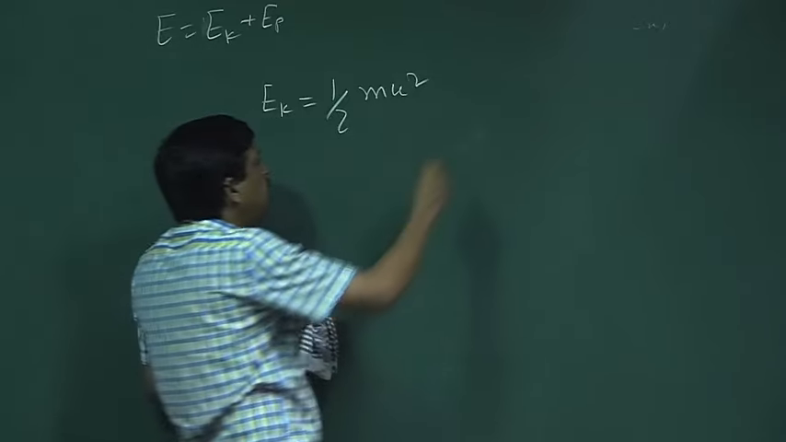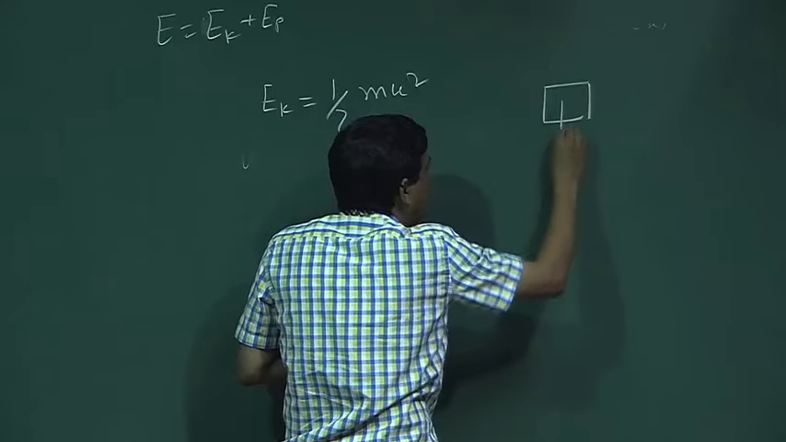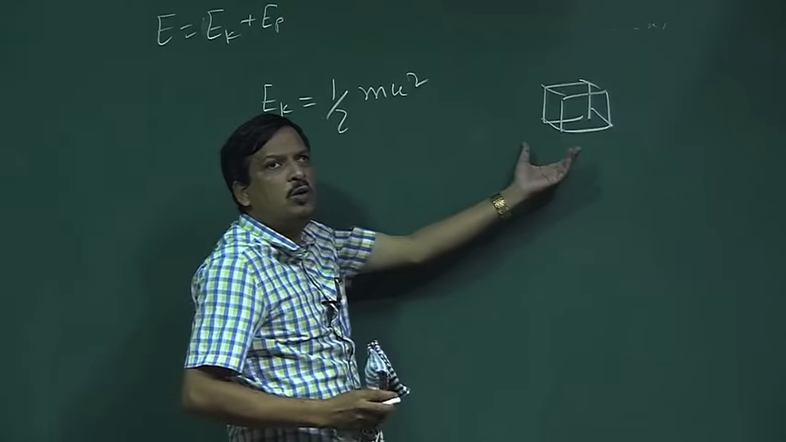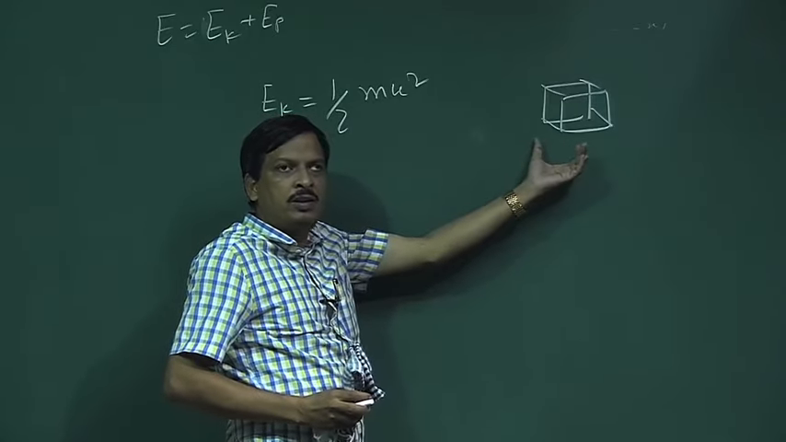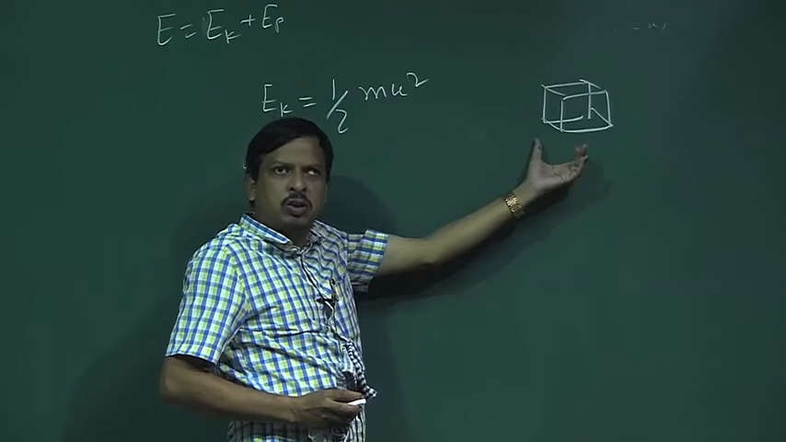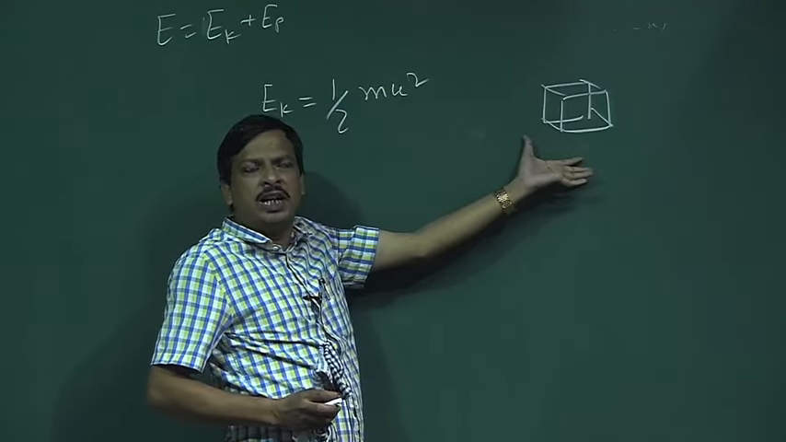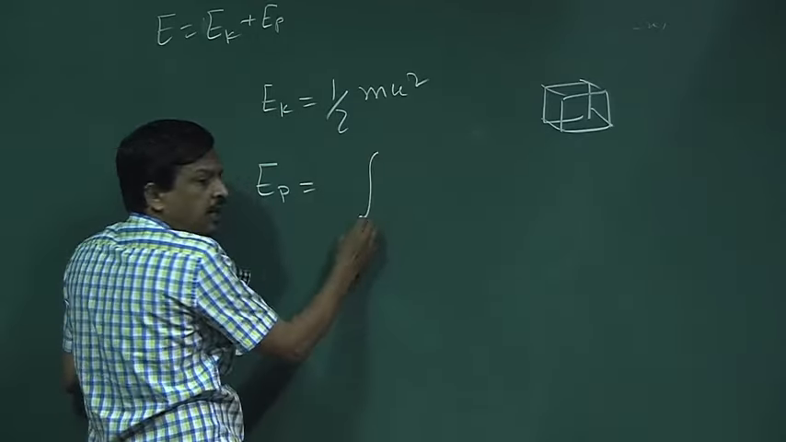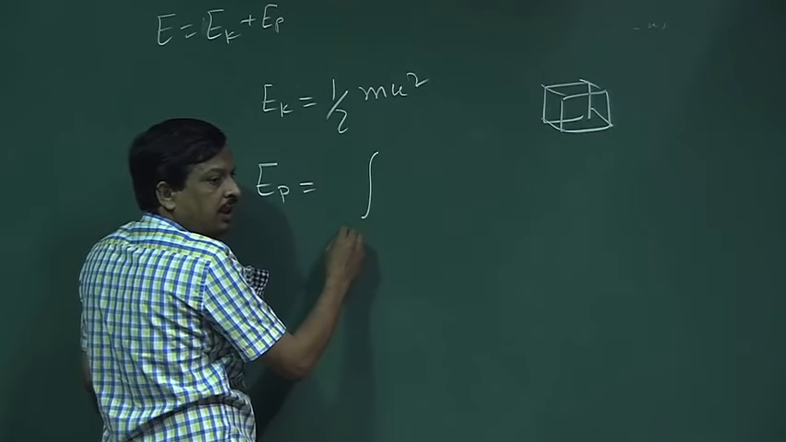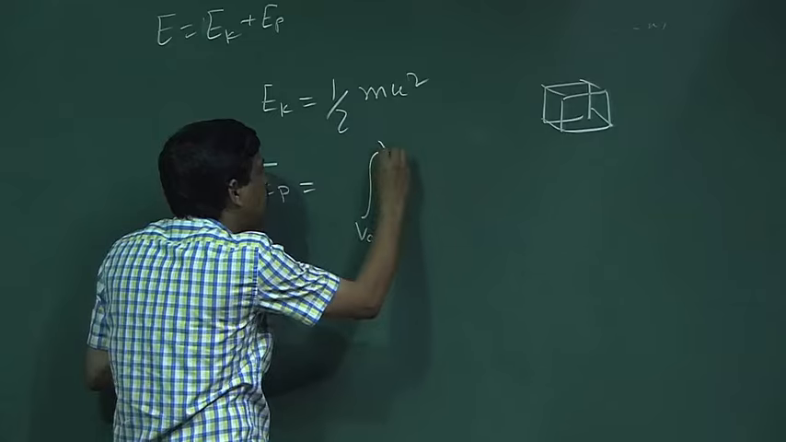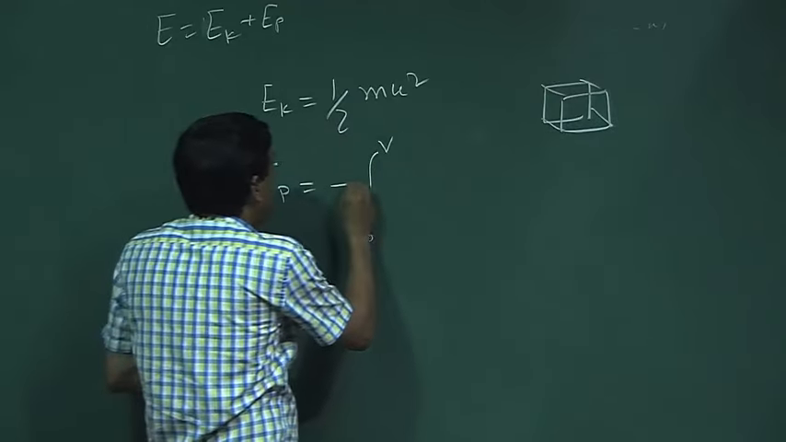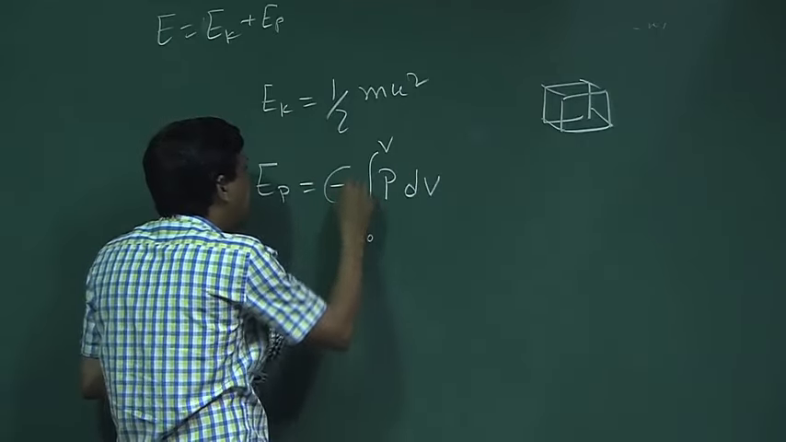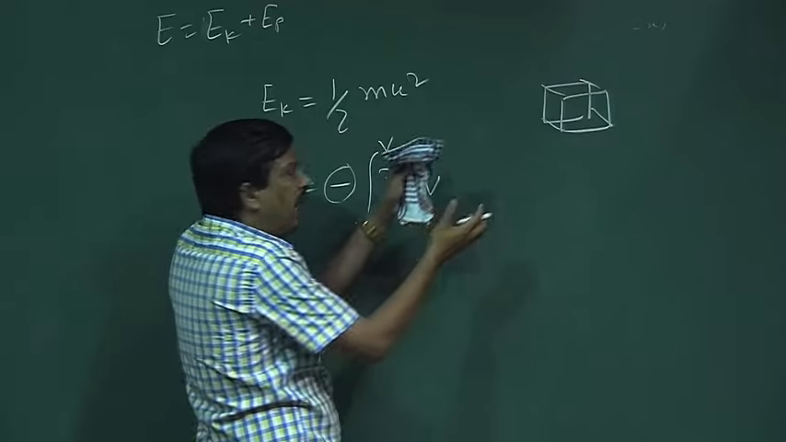Now, consider that small volume V 0 on that propagation plane. V 0 will be compressed. If it is compressed, some potential energy will be stored. If it is decompressed, potential energy will be released. So this is the kinetic energy. The potential energy Ep is nothing but the change of volume from the initial volume V 0 to V, due to the pressure P applied on that volume, minus Pv.